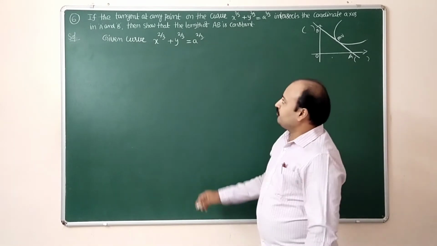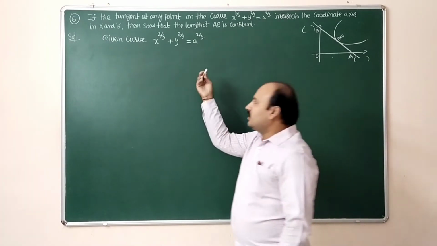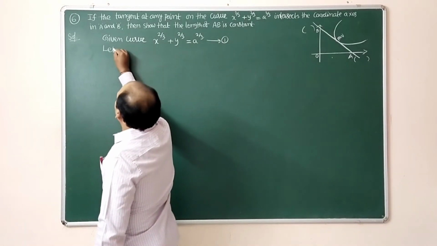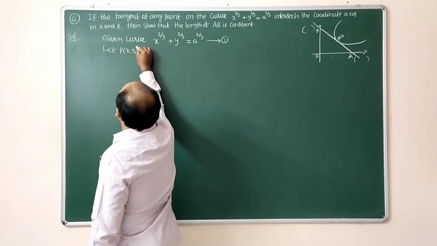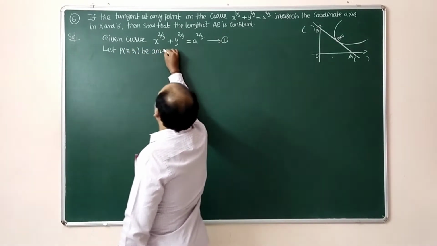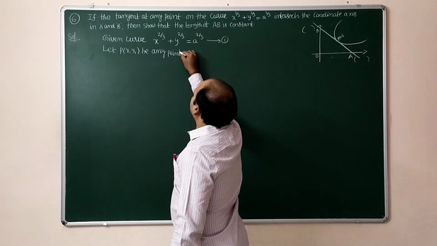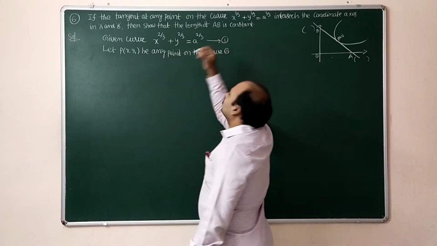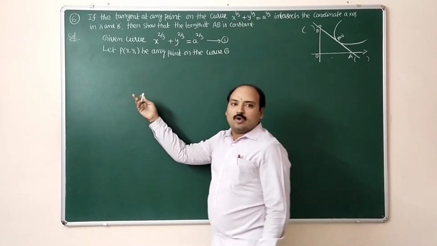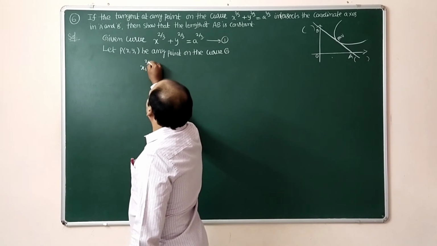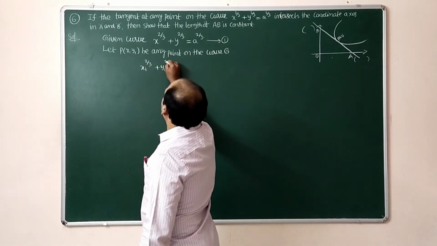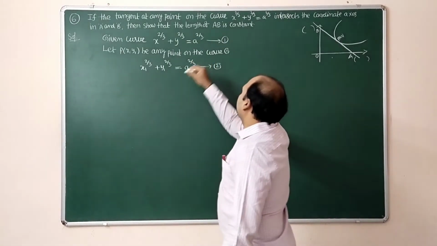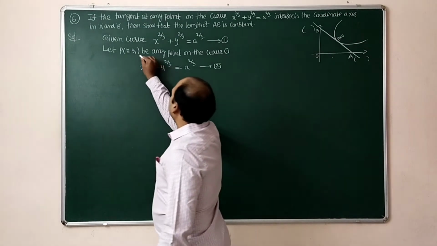Next, at any point they mentioned, we have to assume that. You take it as equation number 1. Let P of x1 comma y1 be any point on the curve. Wherever x comma y is there, you have to replace with x1 y1. So x1 power 2 by 3 plus y1 power 2 by 3 is equal to a power 2 by 3. You put this as equation number 2. This result we will apply in the coming steps.